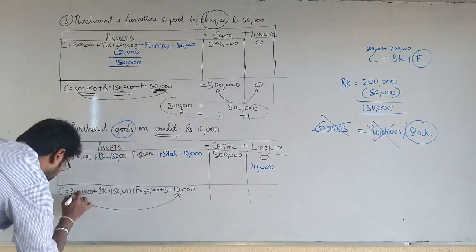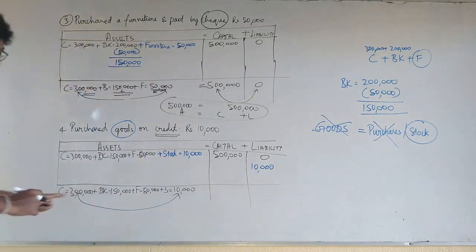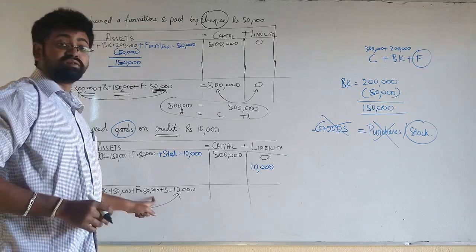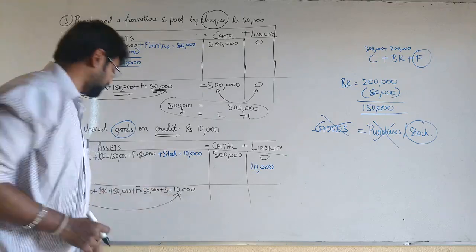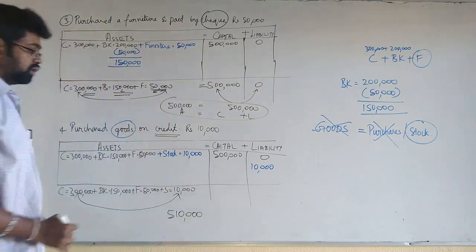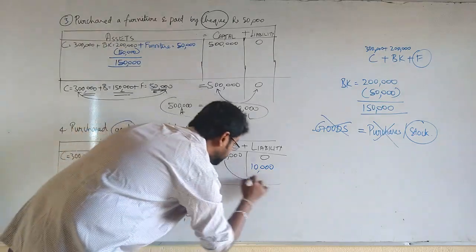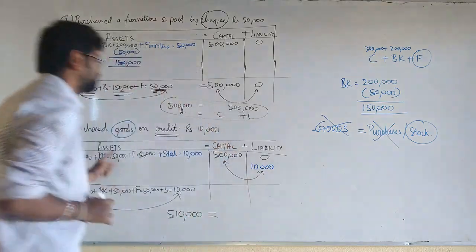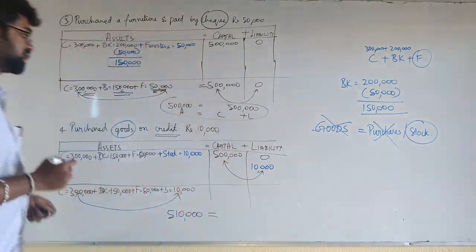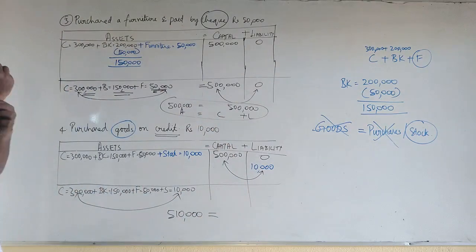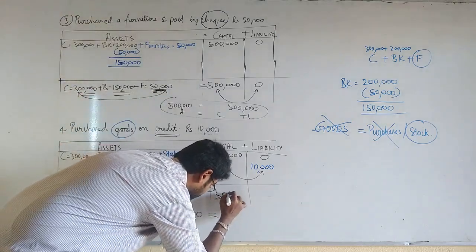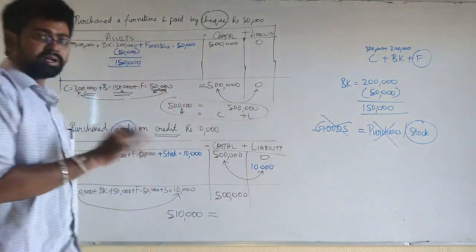From the 3 lakhs to the 10,000: 3 lakhs plus 1,50,000 is 4,50,000, 4,50,000 plus 50,000 is 5 lakhs, 5 lakhs plus 10,000 will give you 5,10,000. Now this should always be equal to this plus this. That is, assets should always be equal to liabilities plus capital. Okay, so how much is here? 5,10,000, sir. How much is here? How much is our capital, sir? 5 lakhs, sir.